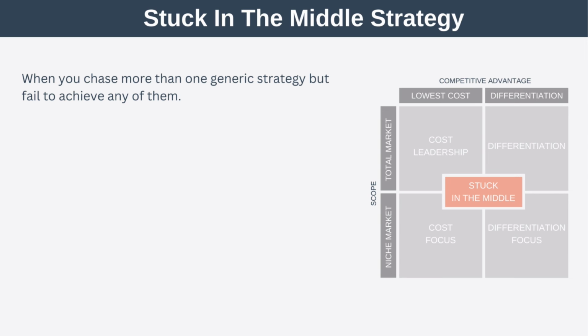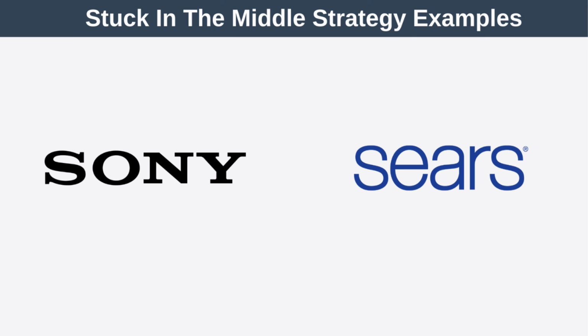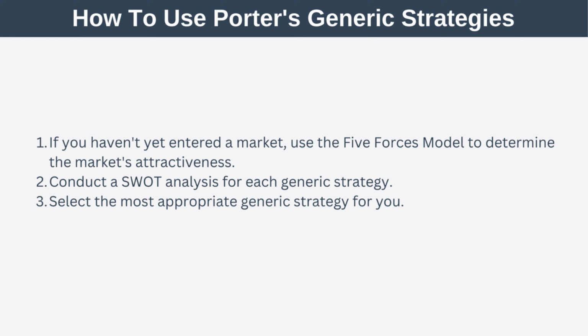Now, compared to differentiators, cost leaders, and focused companies, companies stuck in the middle are competitively disadvantaged. That said, a stuck-in-the-middle company can still make satisfactory profits if the industry is particularly profitable or its competitors are also strategically stuck in the middle. A couple of examples of well-known firms with a stuck-in-the-middle strategy include Sony and Sears. If you think about the TVs that Sony sells, then they're not really cheaper than other brands, but neither are they any more unique.